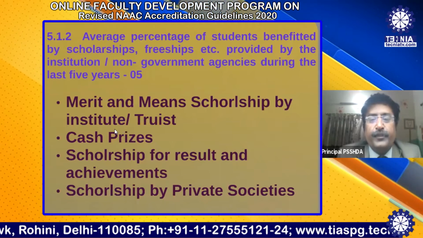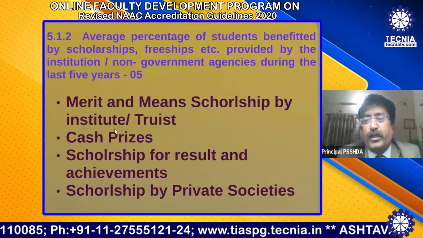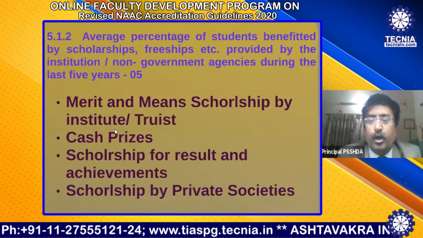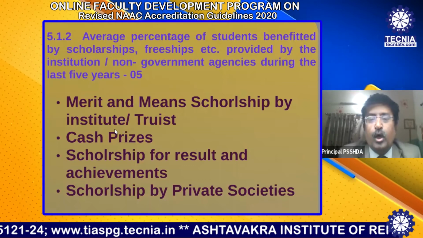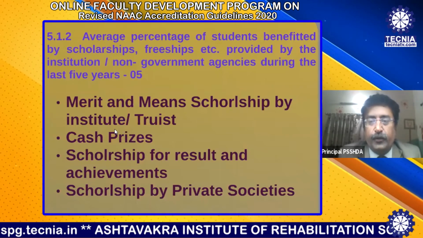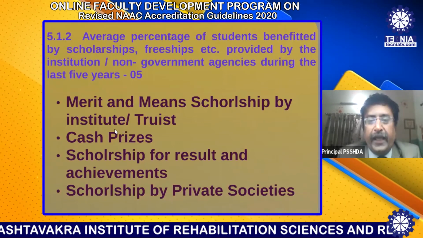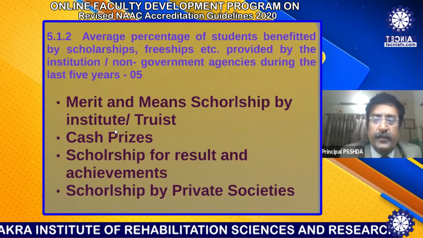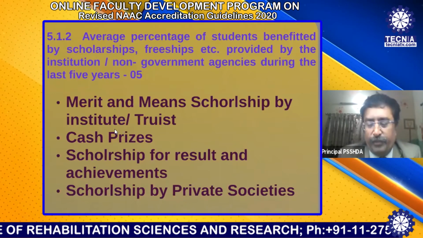For scholarship for various results and achievements, and scholarship by private societies, so NGOs or say Rotary Club or Lions Club or any trust is given, or any of your alumni is giving donation for the students. So all this kind of help, this kind of support, will be considered under this criterion 5.1.2.